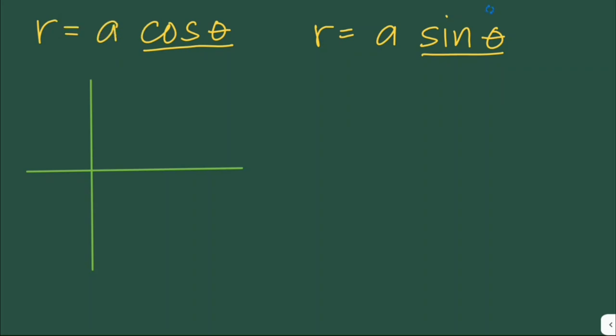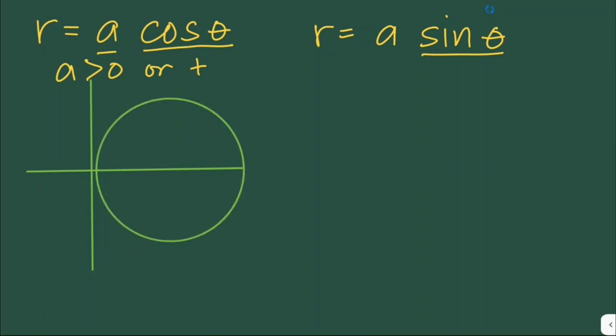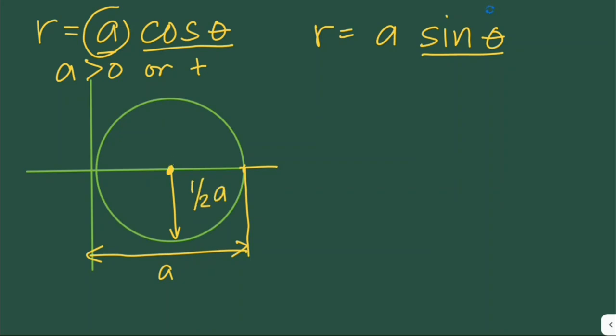This is our A here. If A is greater than zero, or positive, then the circle faces towards the right. So the graph would look like this. Basically, A here is the diameter of the circle, so the distance from the origin to this point is just equal to A. And the distance from the center to any point of the circle is just one half of A.